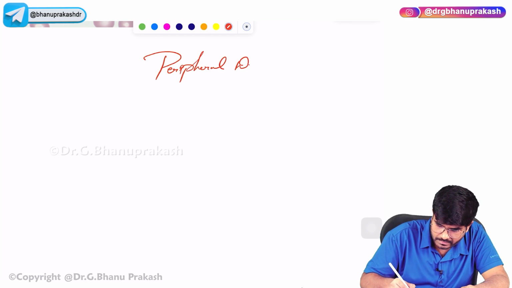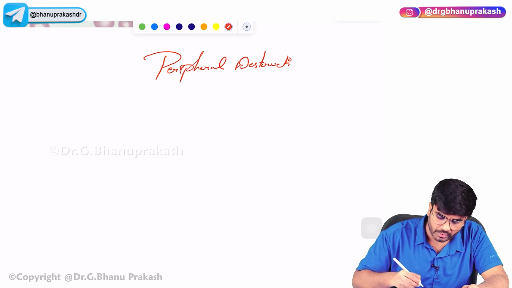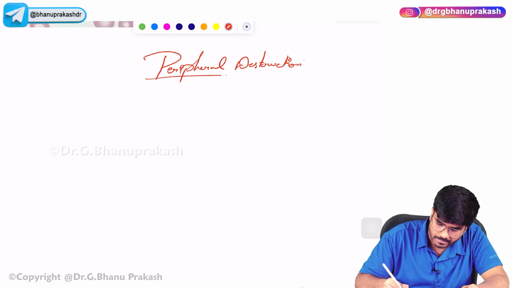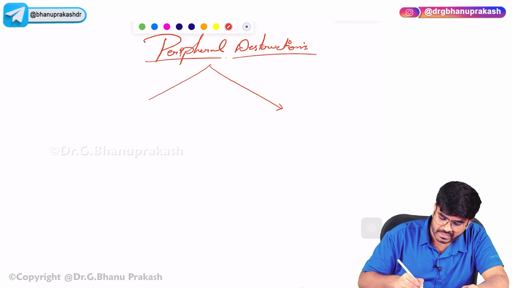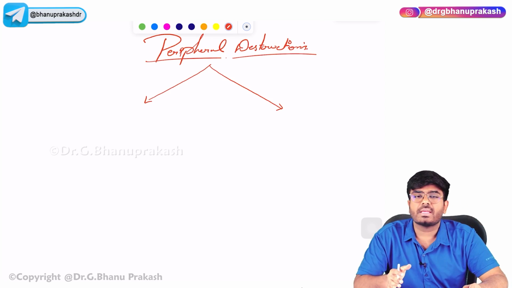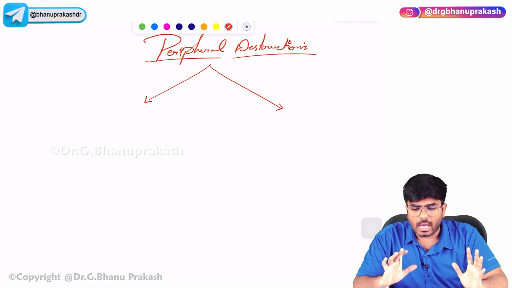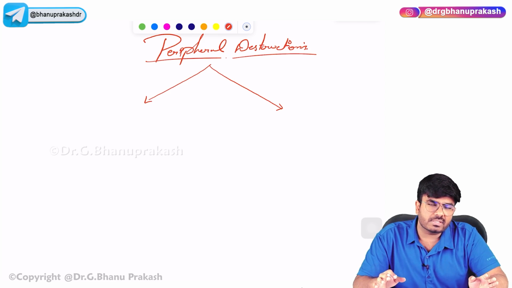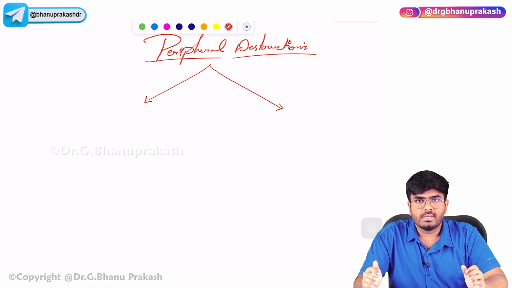Peripheral destruction, that is over destruction, the RBCs are getting over destroyed. Okay, so how many types of peripheral destructions are there? See, where can the RBCs actually undergo destruction? The RBCs are undergoing destruction in the natural places like the spleen, liver, lymph nodes.